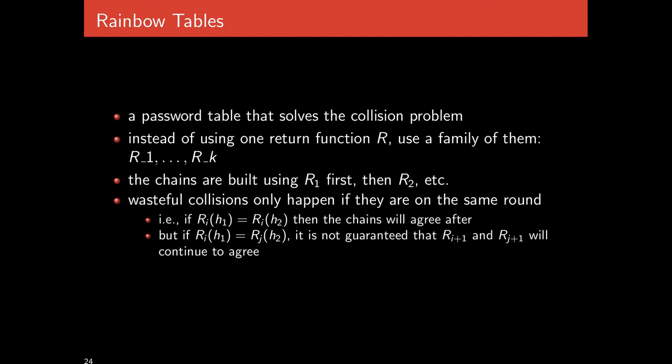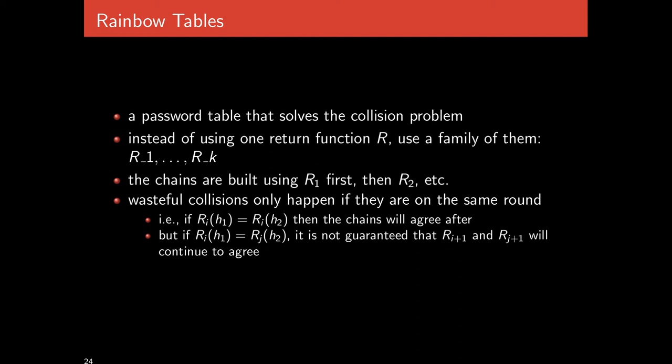We build the chains by starting with R1 first, and then R2, and then R3, and so on, up to RK, and then that's the end. Meaning that we start with a password P, we hash it, we use R1 to get a new password, we hash it, we use R2 to get the next one, hash it, and so on. This means that wasteful collisions only happen if they also occur on the same round.